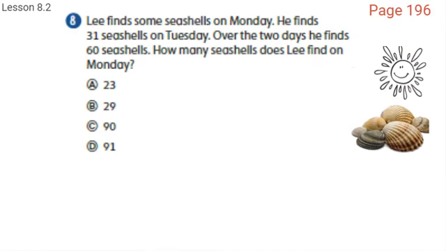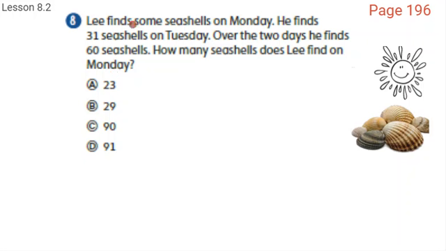All right. Page 196. I want you to try this on your own. But first, let's take a look at this. I'll read the problem, then I want you to try it. Number 8. Lee finds some seashells on Monday. He finds 31 seashells on Tuesday. Over the 2 days, he finds 60 seashells. How many seashells does Lee find on Monday?